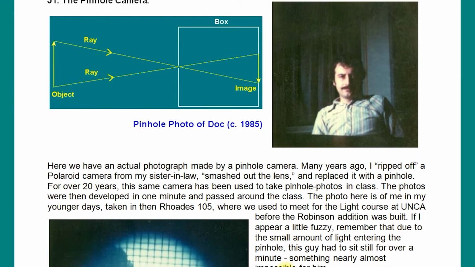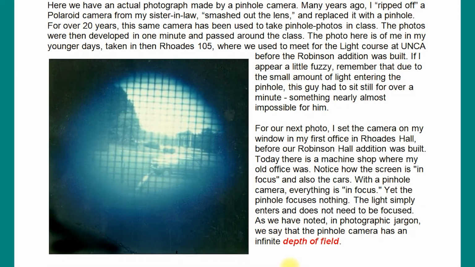Then I showed the infinite depth of field by taking a picture from my old office, which is now a machine shop the engineers use, in Rhodes Hall, down at the bottom, ground floor. I took a picture looking out at the parking lot, where now Robinson Hall is built. You're looking at the cars in focus and also the screen. Amazing, like infinite depth of field.